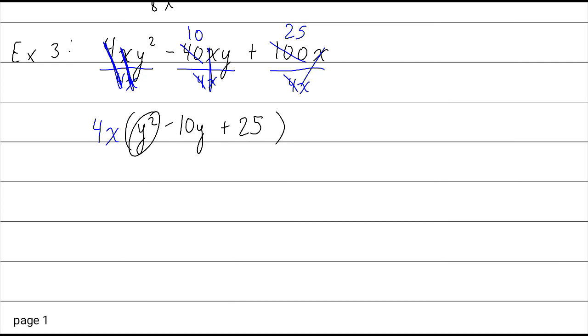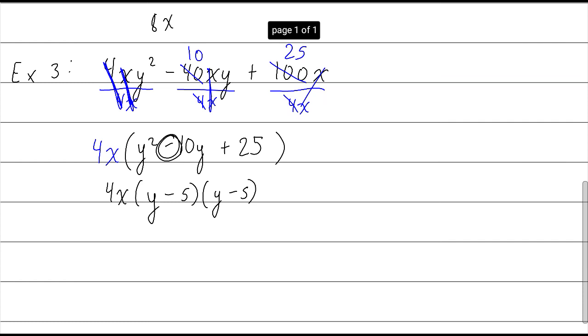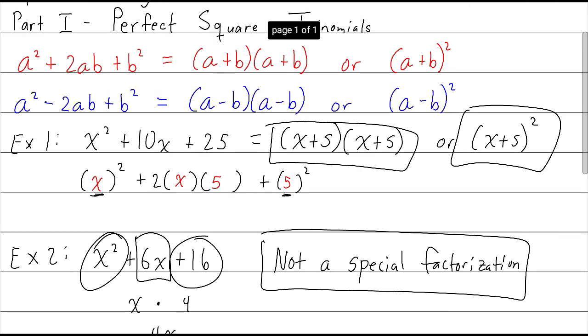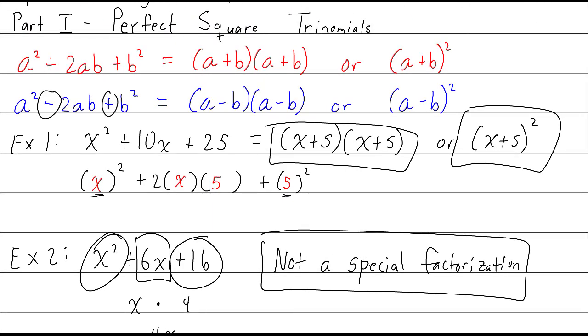And so since I know it's a perfect square trinomial, I know that it will factor as y minus 5, y minus 5. And notice the minus sign. Again, that's just because of this one right here. It fits that original description that we gave earlier, where it was minus and plus. That's something to watch out for. Those have to be a minus and a plus.